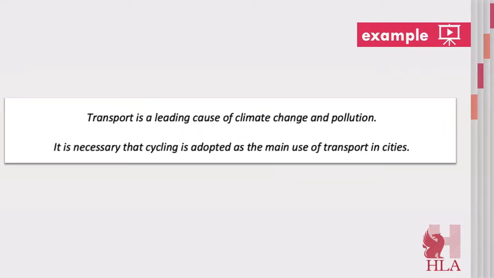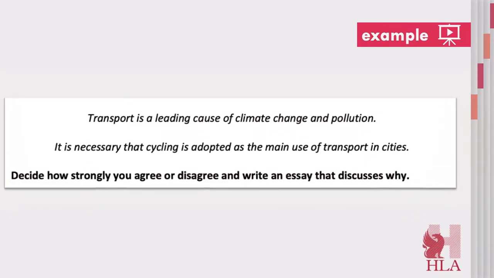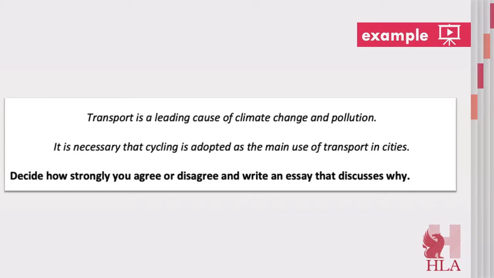First, we have a position. Transport is a leading cause of climate change and pollution. This is a statement sentence. The use of the verb to be here is declaring this as fact. However, the point is here, you are supposed to agree or disagree. Our first statement here says, decide how strongly you agree or disagree. That's where your starting point for the essay will be.